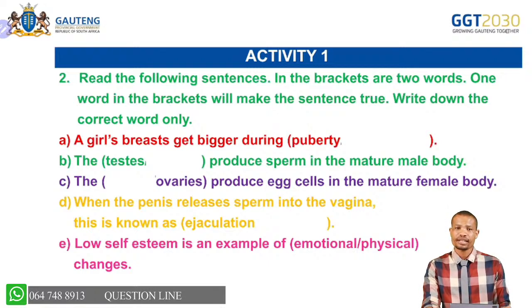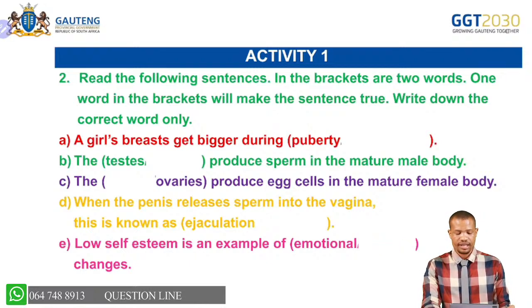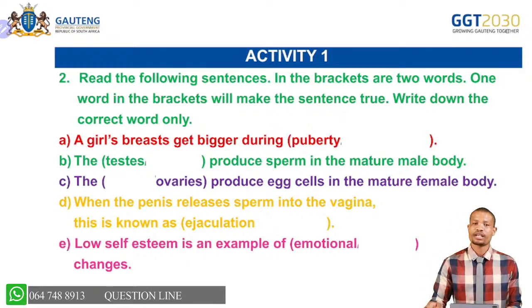Which one is the correct word? What do you think? Let's do this one together. Low self-esteem is an example of emotional or physical changes. Okay, a low self-esteem is not a physical change, it is an emotional one. It has to do with your emotions. So the correct word here is emotional. Low self-esteem is an example of emotional changes.